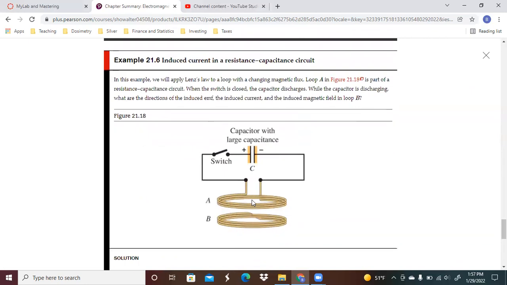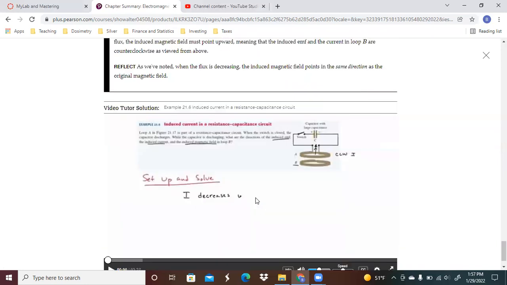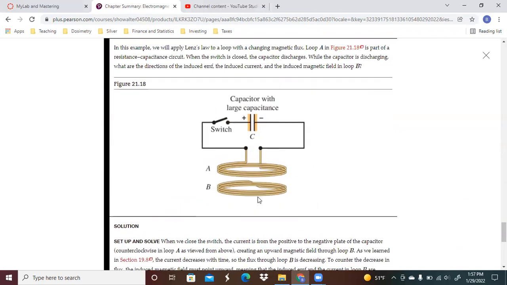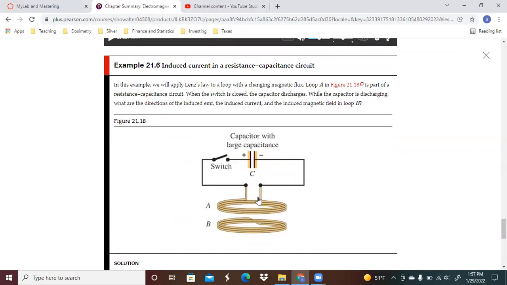So there are some tutorials there that would be good to go through. I won't run them here because of memory space, but let's go through this particular example of an induced current in a resistance capacitance circuit. We're going to apply Lenz's law to a loop with a changing magnetic flux.